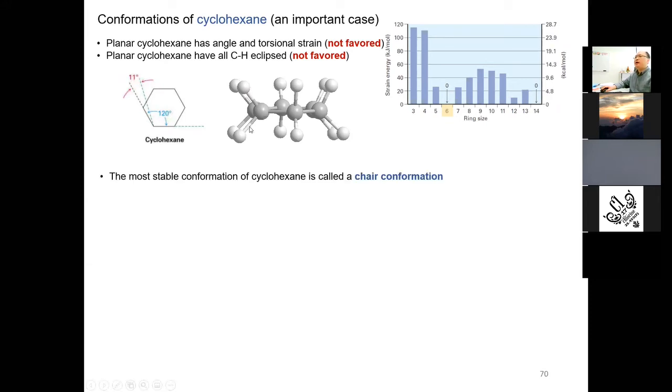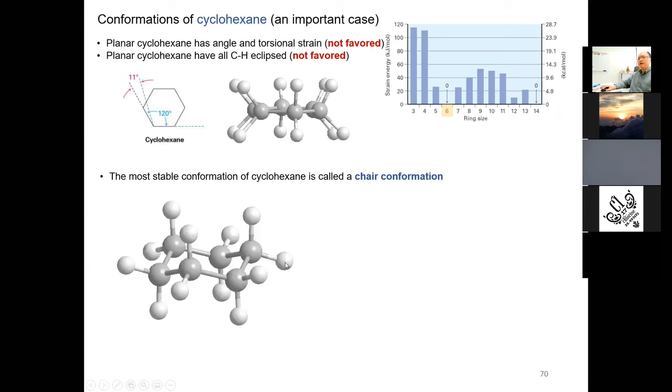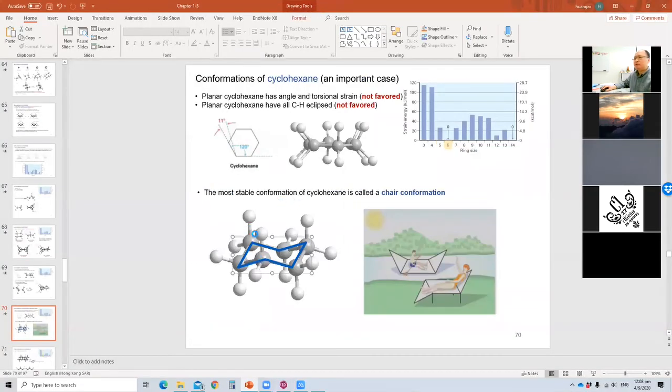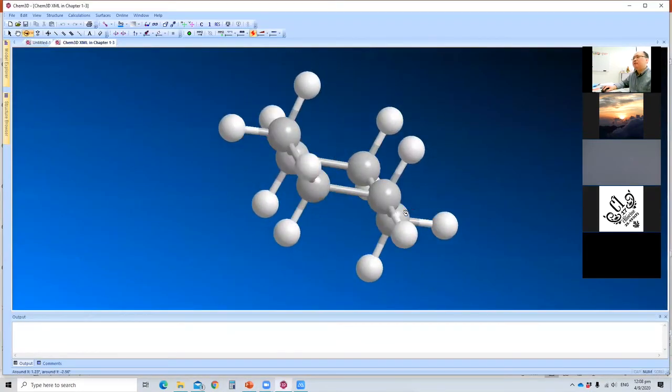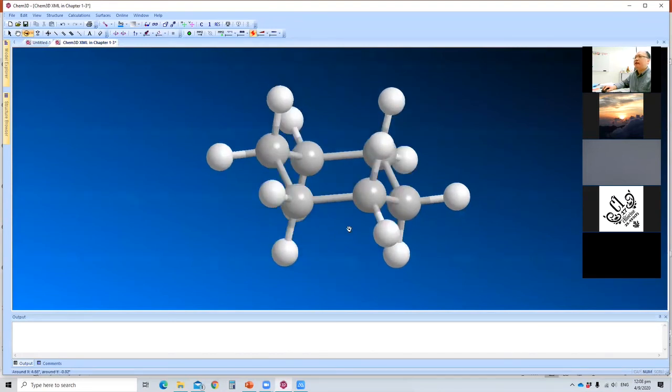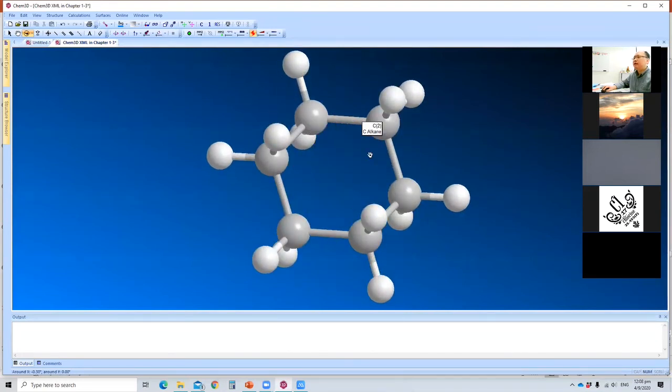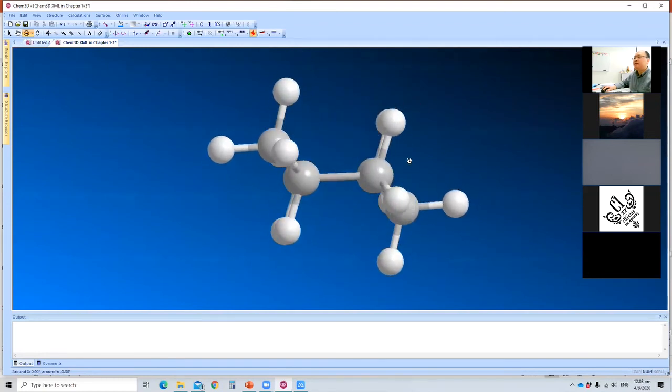So what cyclohexane adopts is called a chair conformation. This is the real cyclohexane conformation. Let's see the 3D first. So why do we call it chair? We have four atoms, carbon 1, carbon 2, carbon 4, carbon 5 on a plane. These four atoms are on a plane, you can see, right? And one of the additional carbons is above the plane, and one of the additional carbons is below the plane.